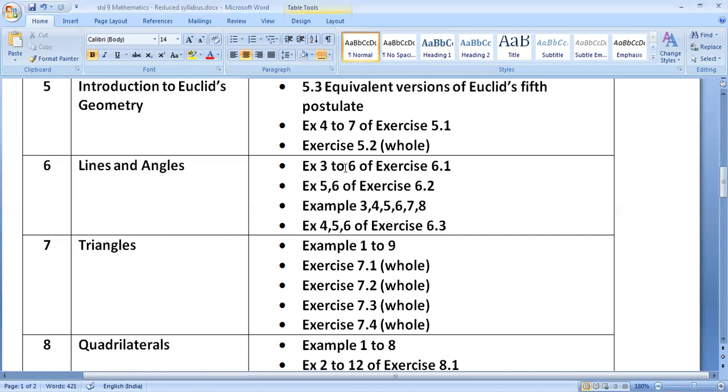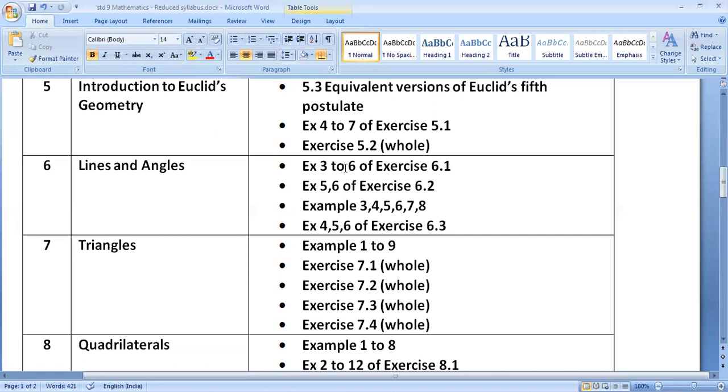Then theorem 6.3, 6.4, 6.5 on the same page 100, and on page 101, theorem 6.6. So for all of these, 6.3, 6.4, 6.5 and 6.6, you have to understand the statement of the theorem.